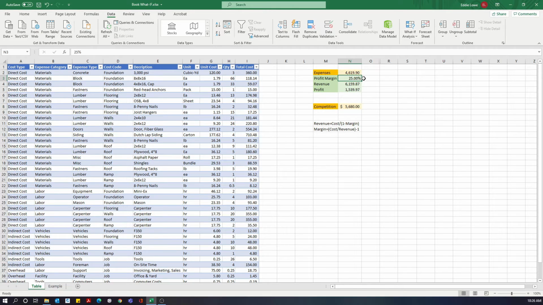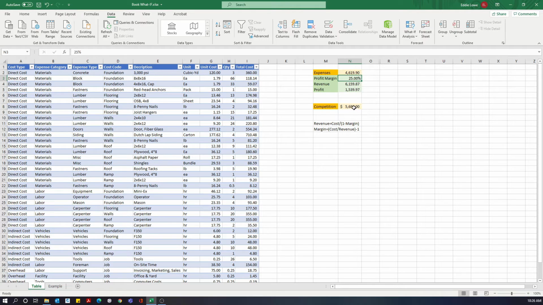And we look for a profit margin of 25%, so it gives us a revenue of $6,159.87, and a profit of $1,539.97. We find the revenue by: revenue is equal to cost divided by 1 minus the margin. So that gives us how much we're going to sell our product for.